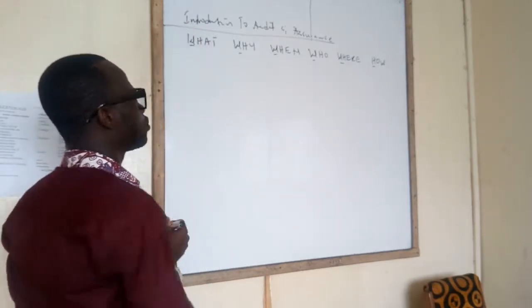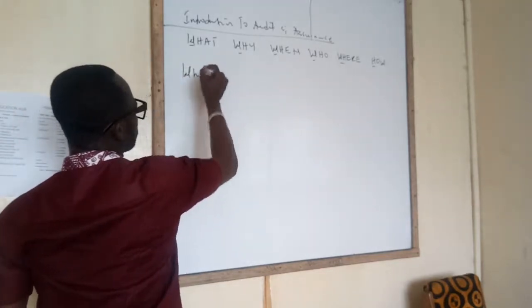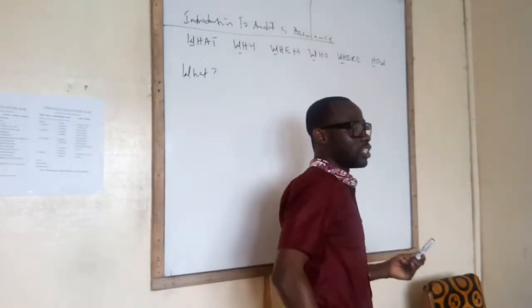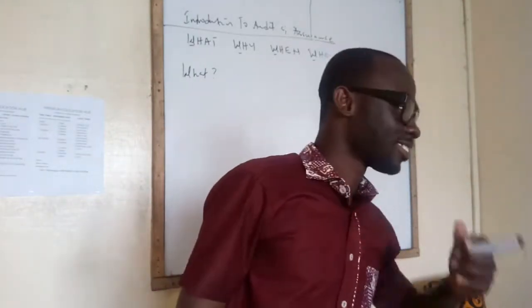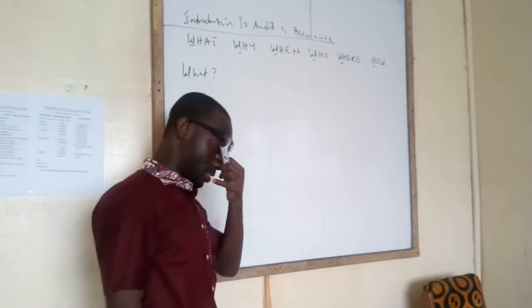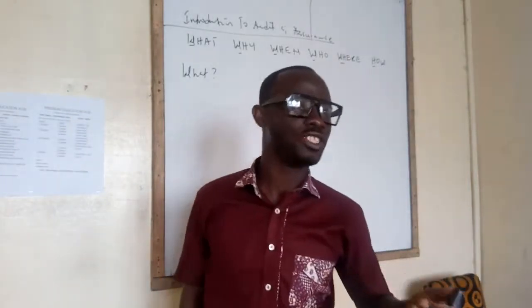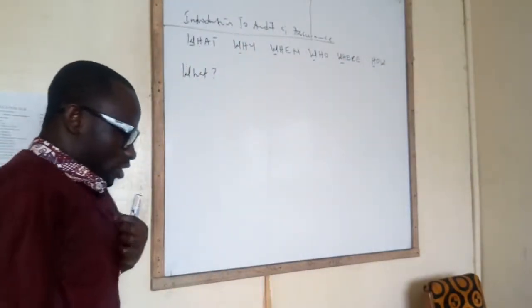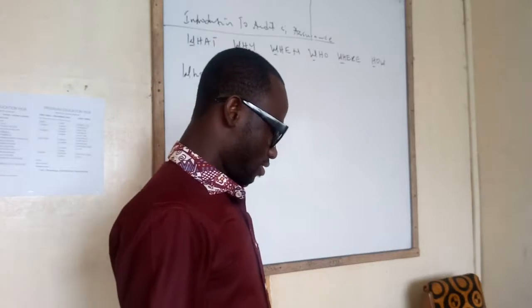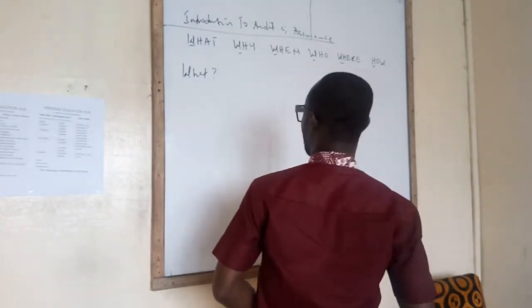So let's begin with the first one. What is auditing? What is audit and assurance? What would you say? A review of financial reports. Review of financial reports. Okay. Okay, review of financial report. I'll take that. Review of financial reports.